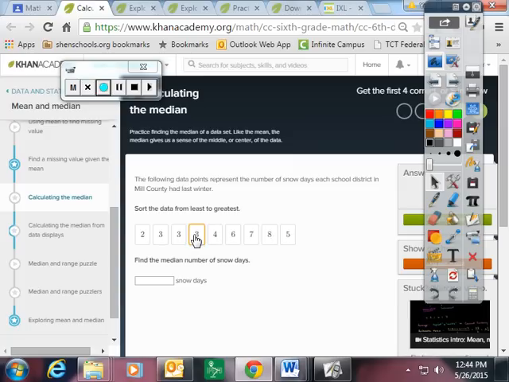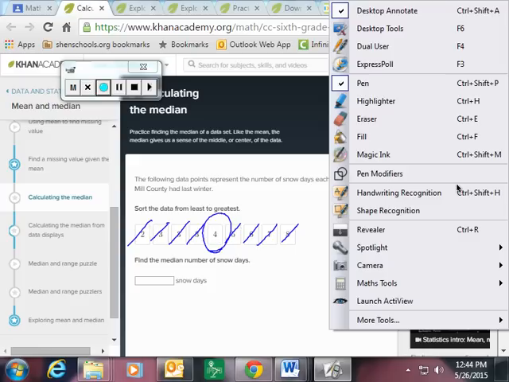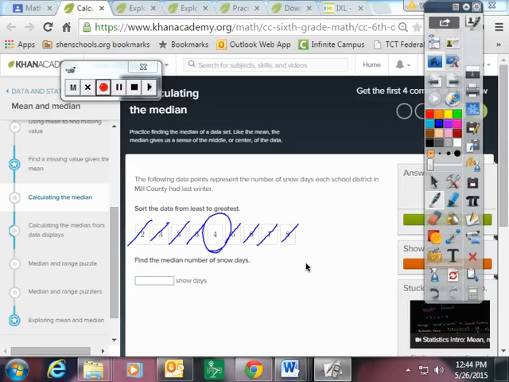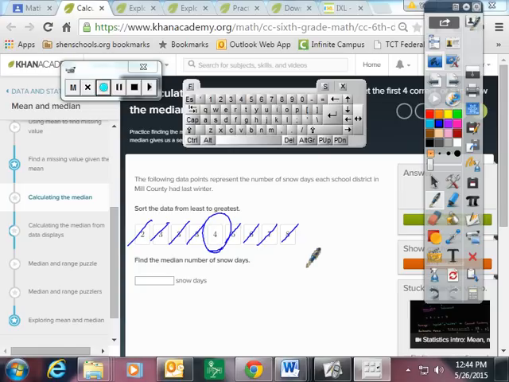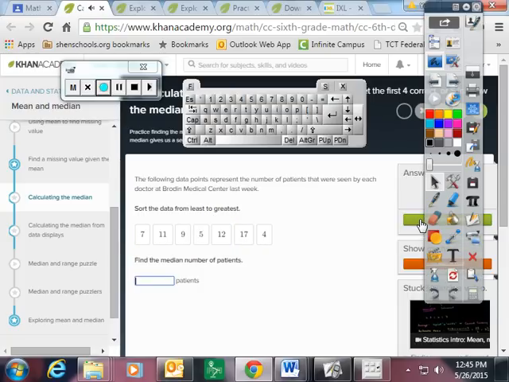So what I really like about Khan Academy is you can physically move the numbers for the students. Okay. And median is the middle set of numbers. So to find it or locate it, I cross one out at a time until I get to the middle. Okay, so I believe that the middle number of snow days is 4. So now I just have to grab my keyboard and I am going to type in 4 and see if I'm right. Perfect, okay. I'm going to try another one.